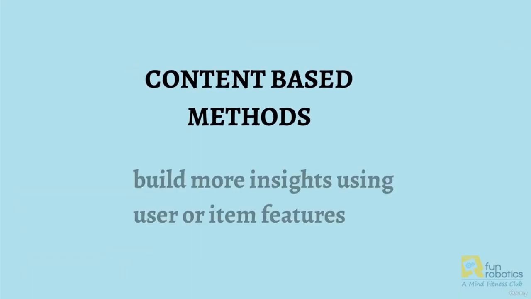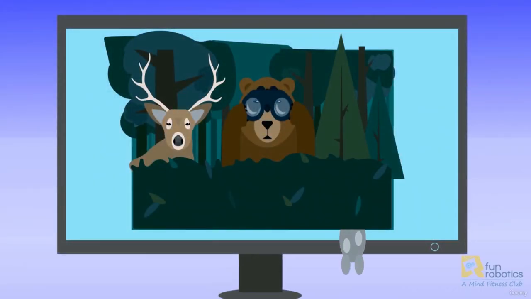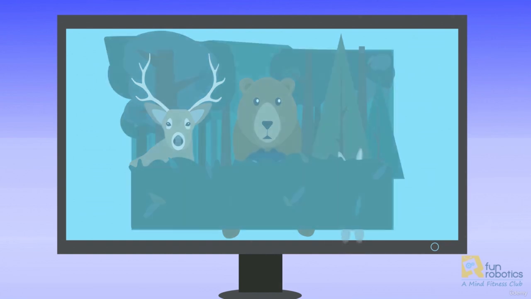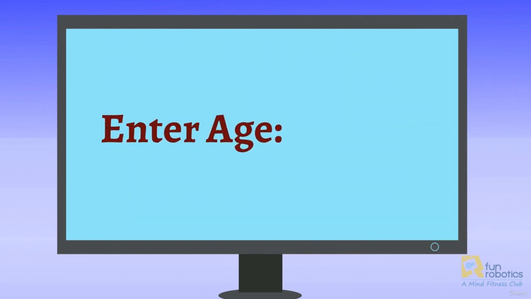Content-based methods suffer much less from the cold start problem. This is because these methods do not just use item information, but also try to build more insights using user or item features. For example, young users prefer watching more animation movies than older users. By including the age of the user as a feature, these methods can suggest movies to a brand new user by looking at their age.